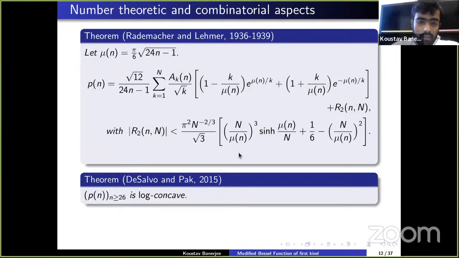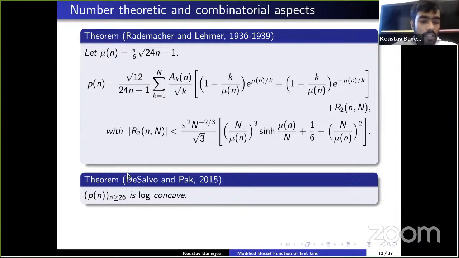So after this Rademacher and Lehmer observation and this beautiful expression, the question is, what should we do? Almost 70 years later, Professor William Y.C. Chen, at the 2010 Formal Power Series and Algebraic Combinatorics conference, conjectured that p(n) for n greater or equal to 26 is log concave. And 5 years later, DeSalvo and Pak proved that p(n) is actually log concave for all n greater or equal to 26.